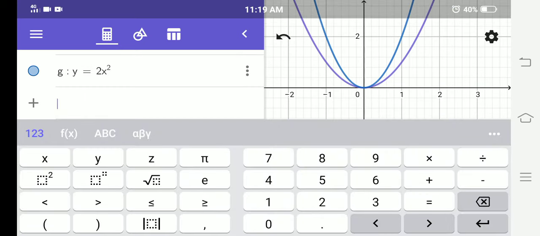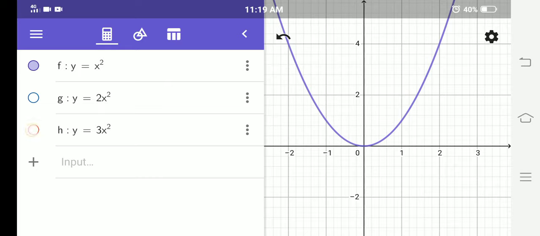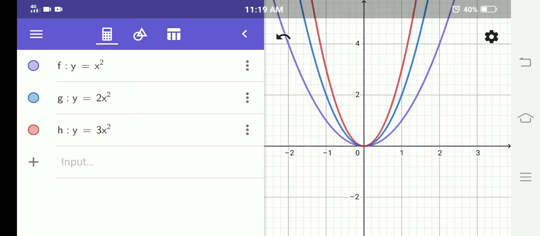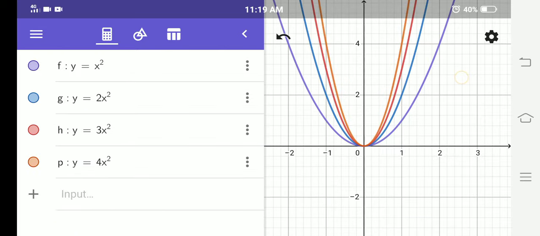Gawin pa nating 3. Tingnan natin kung ano magiging itsura niya. Gawin nating 3x squared. Now, see the changes. From y is equal to x squared, ginawa nating 2x squared. Yan ang naging graph niya. From 2x squared, ginawa nating 3x squared. Yan ang nangyayari. Tapos gawin pa nating y is equal to 4x squared. Now, tingnan nyo yung nangyayari sa parabola.